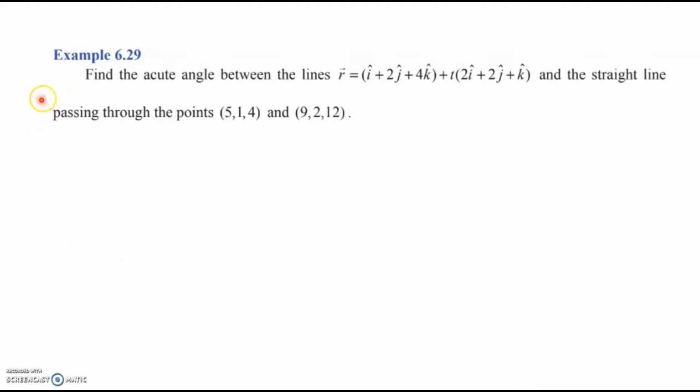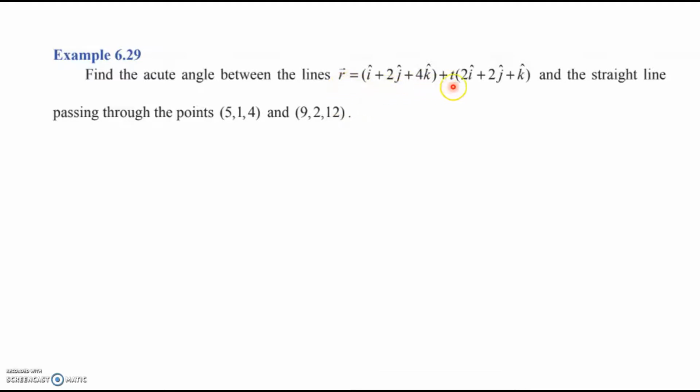Let's look at example 6.29. Find the acute angle between the lines r vector equal to i cap plus 2j cap plus 4k cap plus t times 2i cap plus 2j cap plus k cap, and the straight line passing through the points 5, 1, 4 and 9, 2 and 12. Okay, now here in this case you're given two lines. This is the first line and you have a second line which passes through these 2 points.